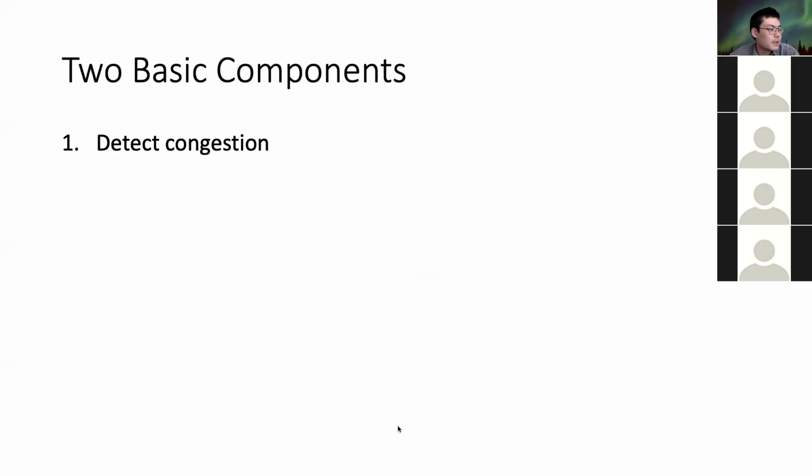So there are two basic components in TCP. The first is to detect congestion. When you increase the bandwidth, how do you know that congestion is happening? The first thing we need to do is to detect congestion. Packet dropping is a reliable signal that congestion is happening, because when the queue becomes full for a router, then you will have a packet dropped.